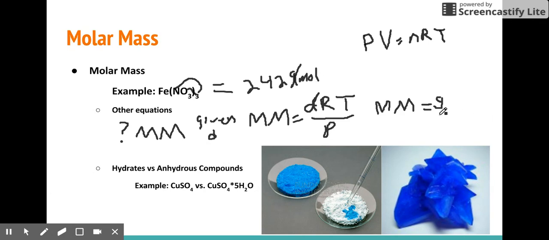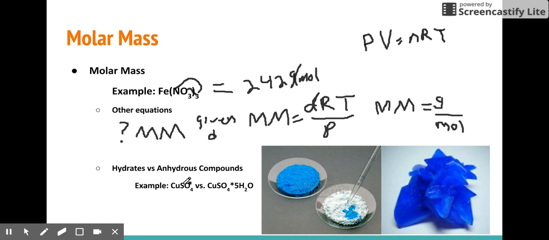Well, that's grams over moles. So if I know grams of some sample and I can do some sort of stoichiometry to figure out how many moles is in that same sample, I can just divide the grams of that sample by the moles of that sample, and that relationship there will give me the unknown molar mass of that compound. I've seen that question asked a couple of times before.